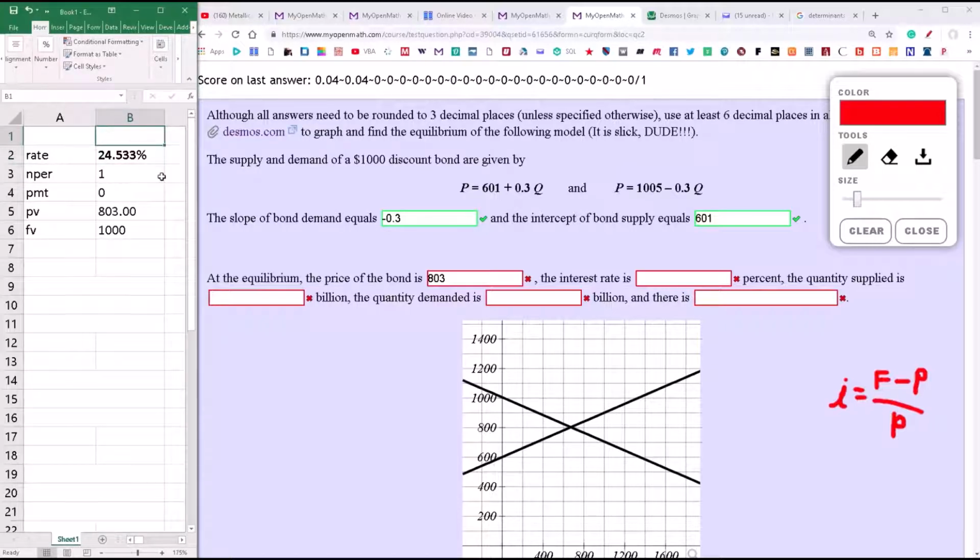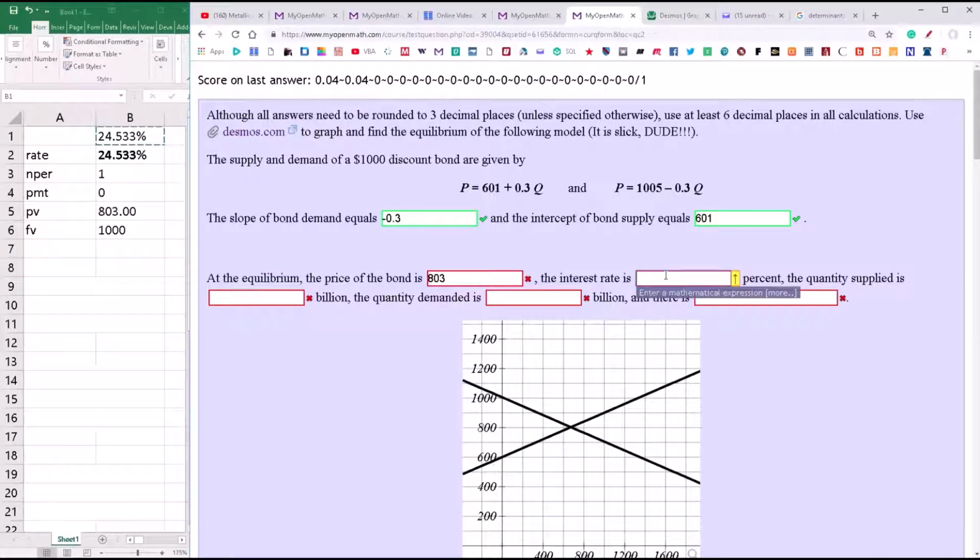Another way to get that is to just use the rate equation. The number of periods is 1. The payment is 0. The price, remember, we have to pay the price to get the $1,000 in a year, is 803, and the future value is 1,000. We get the same thing with decimal places. So you can use the rate equation, or you can use the formula from the notes. So we'll copy this into here. We got to close this out. We don't need the percent symbol because you've got the word percent after the box. It looks like everything's good there.